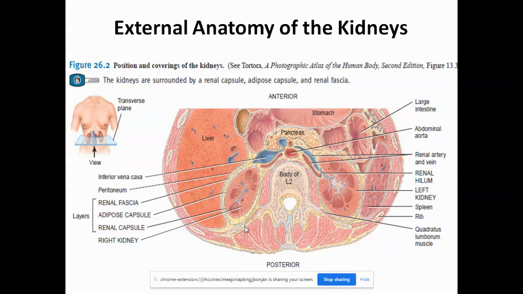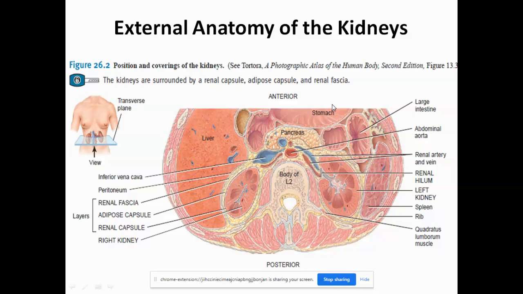This is the external anatomy of the kidney. As you can see from the picture, this is the transverse view. When it is cut across like this, it is the transverse view of the kidney, showing the position and coverings of the kidney. The kidney is surrounded by the renal capsule, adipose capsule, and renal fascia, as you can see here. So this is the position.